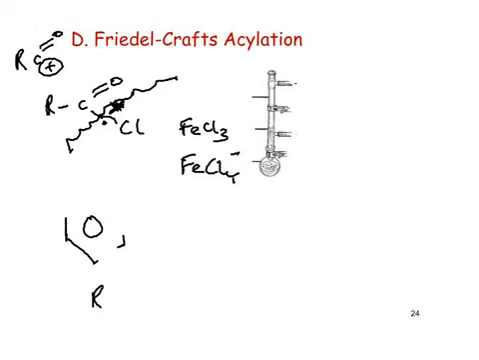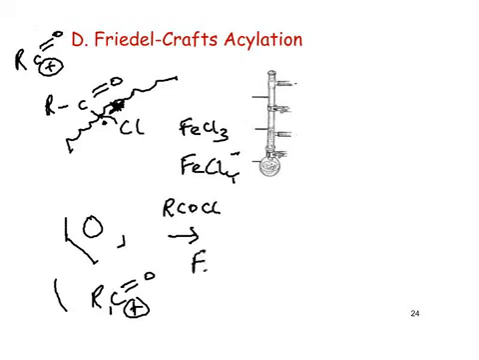And then that RC double bond O with a positive charge, electrons come out to form a bond here with this. Now the conditions, first of all, if we were just representing this as a balanced equation, we'd write RCOCl.